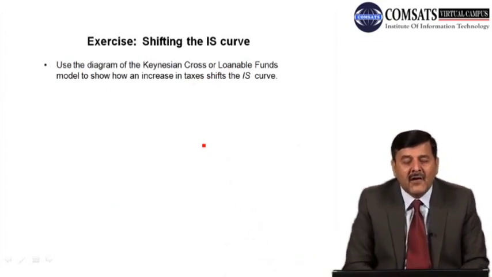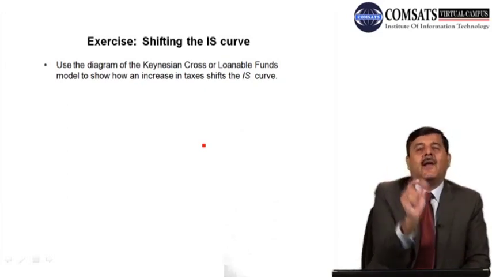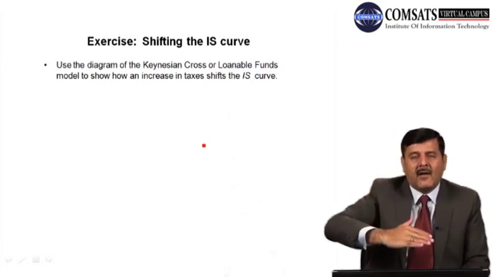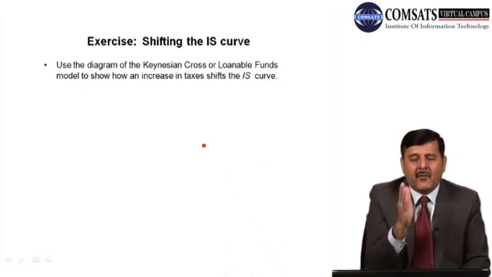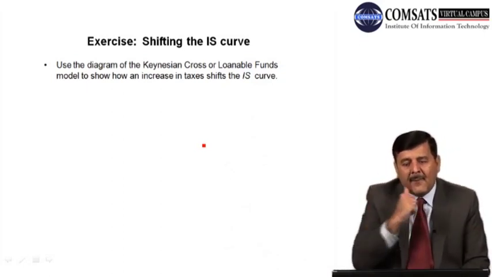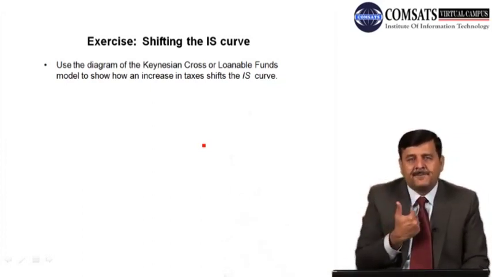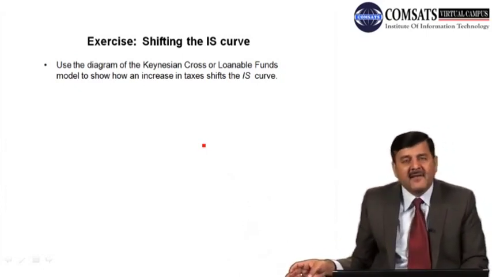Now the exercise which I am giving you is this: I have used the fiscal policy variable G to shift the IS curve. You are going to use the Keynesian cross or the loanable funds market to show how an increase in taxes shifts the IS curve. Because fiscal policy has two components, G and T. I just changed G and saw the shift in the IS curve. At home, you have to make the diagram and also write it up. You have to change the other variable, taxes T, and see how this will shift the IS curve. If taxes decrease, or if taxes increase, in which direction will the IS curve shift? This is an exercise for you.